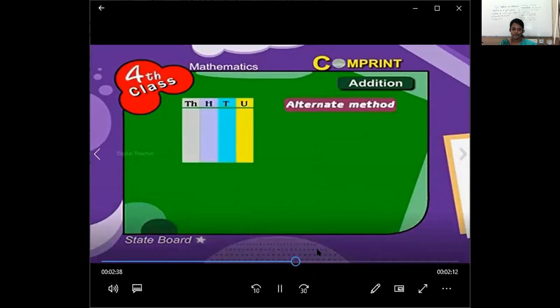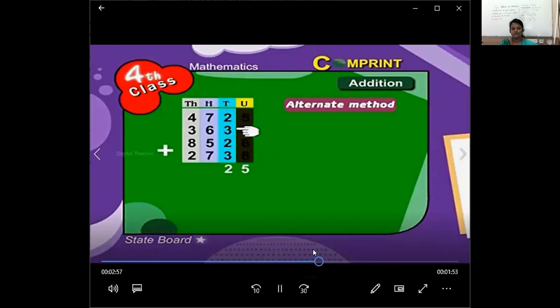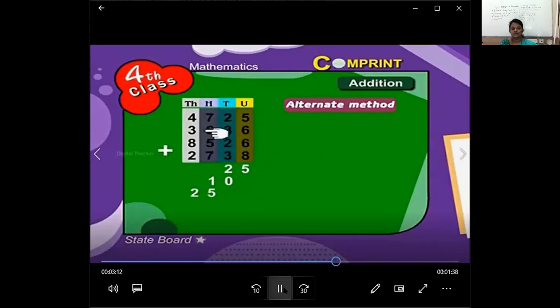Alternate method. The same numbers can be added like this. Arrange the numbers in columns. First adding ones. 5 plus 6 plus 6 plus 8 is equal to 25. Adding tens, 2 plus 3 plus 2 plus 3 is equal to 10. Adding hundreds, 7 plus 6 plus 5 plus 7, that is equal to 25.